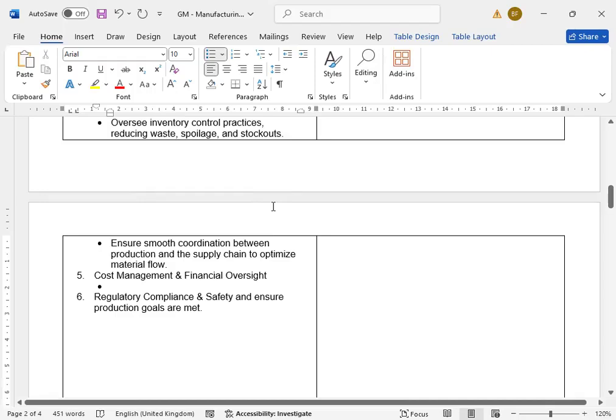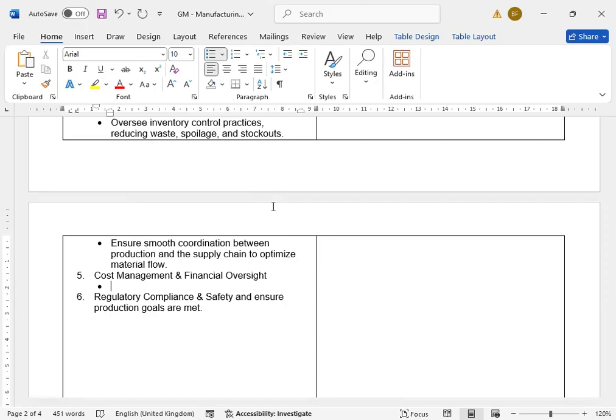So what is number 5? Number 5 is cost management and financial oversight. This is also an equally important key responsibility of the GM. So what would be this one? Manage and optimize the manufacturing budget.